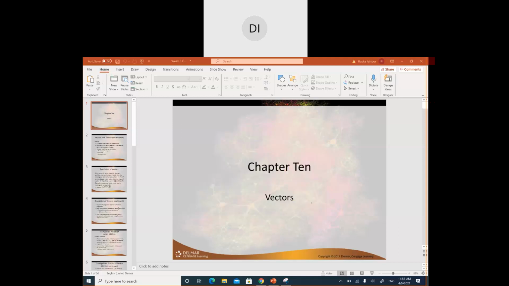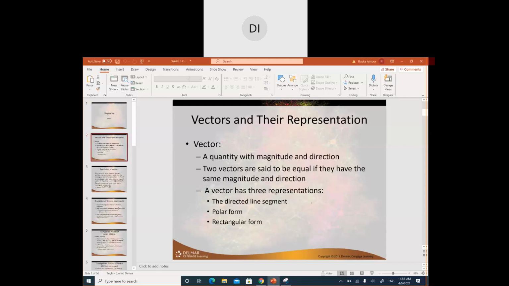This is the lecture for chapter 10, which is vectors. And this week we're going to talk about vectors. We're going to talk about polar and rectangular coordinates of vectors. Now, what is a vector first? A vector is a quantity with magnitude and direction.